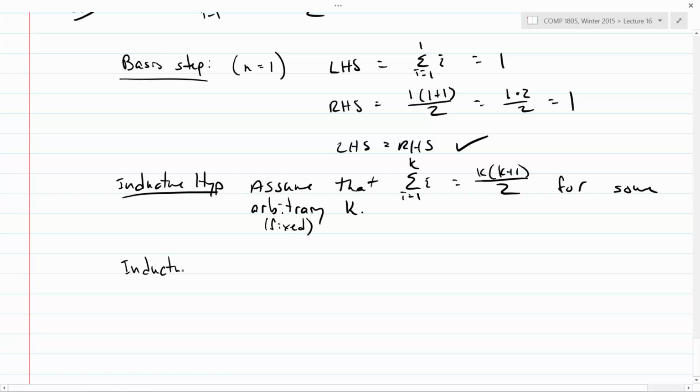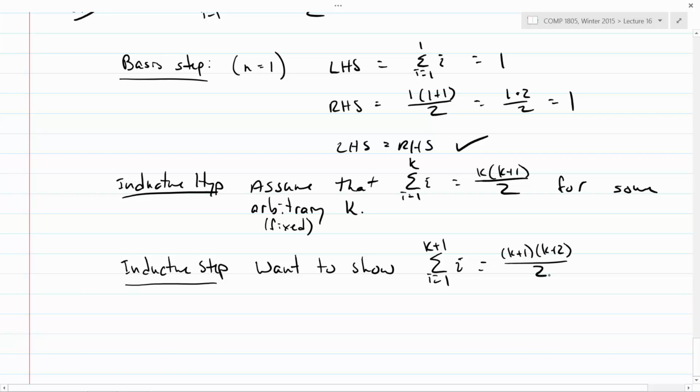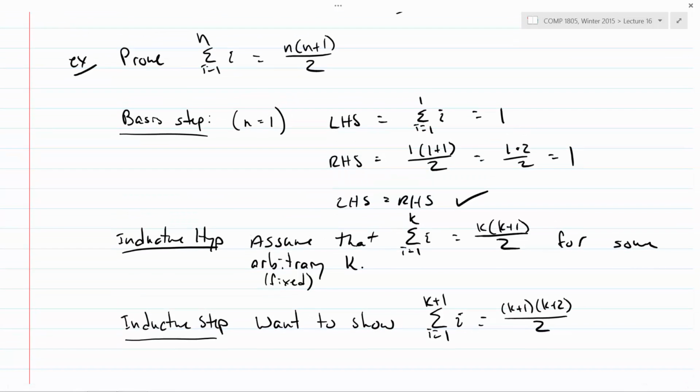So now we do the inductive step. And you always start the inductive step with what it is you want to show. So I want to show that the sum from i equals 1 to k plus 1 of i is equal to (k plus 1) times (k plus 2) over 2. I go up to the statement and I sub in k plus 1 for n. So that's (k plus 1) times (k plus 1 plus 1), just k plus 2, all over 2.